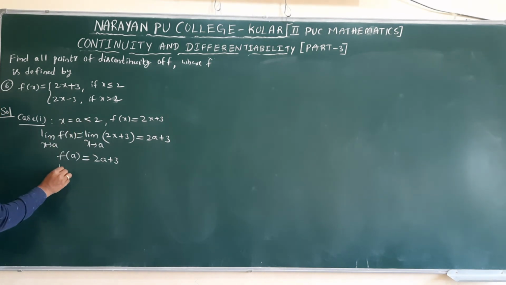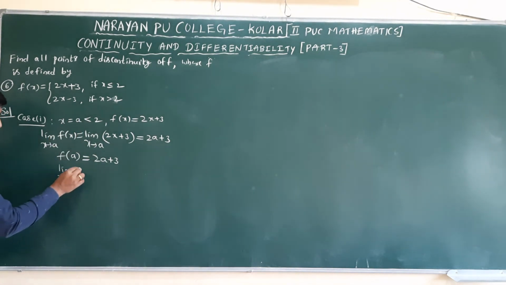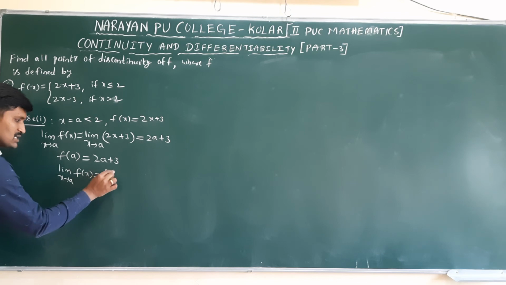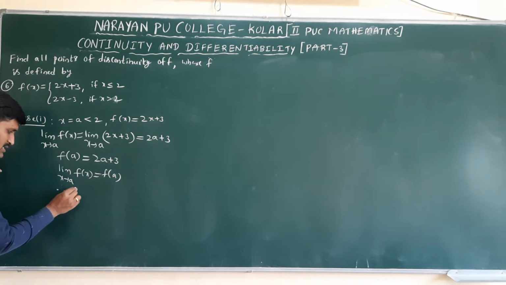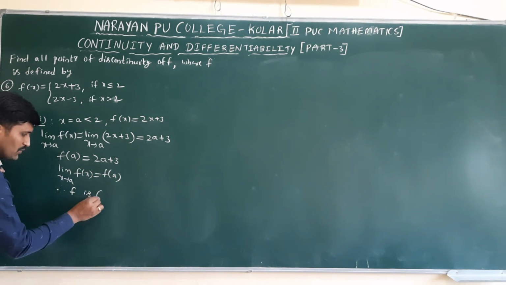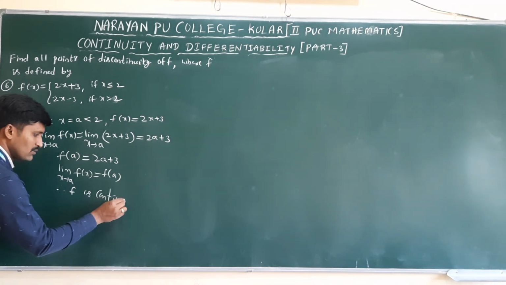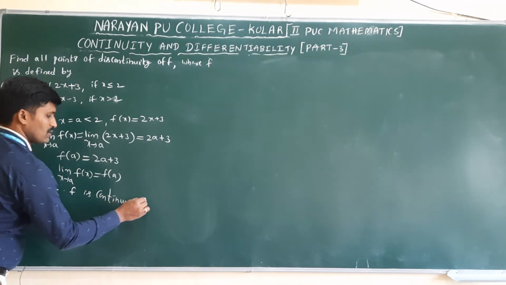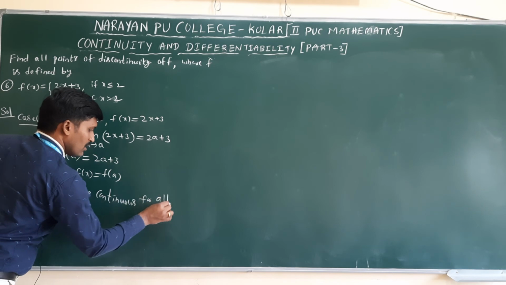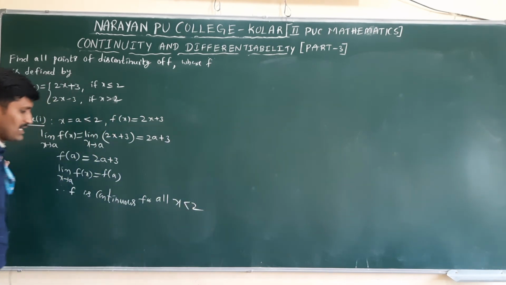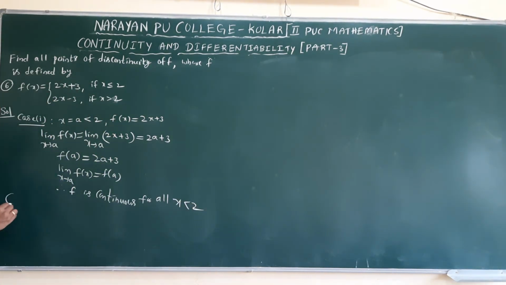2a plus 3. So the limit value and function value are both equal, that's why it is continuous. f is continuous for all x less than 2. Next, case 2: x equal to 2. Here the symbol is not required. At 2 we need to check.